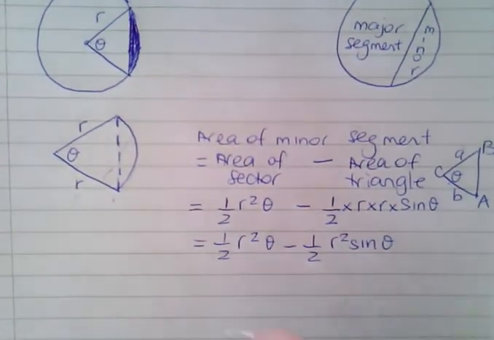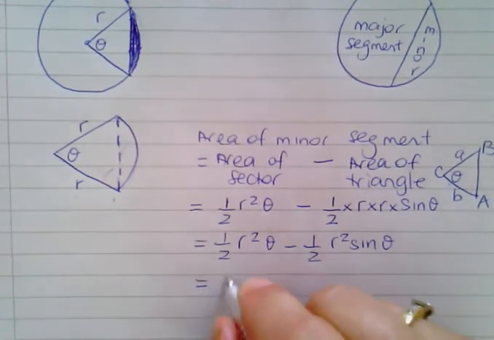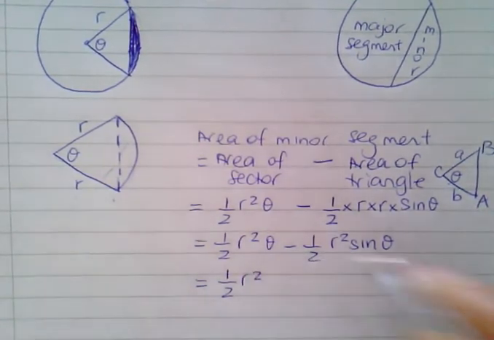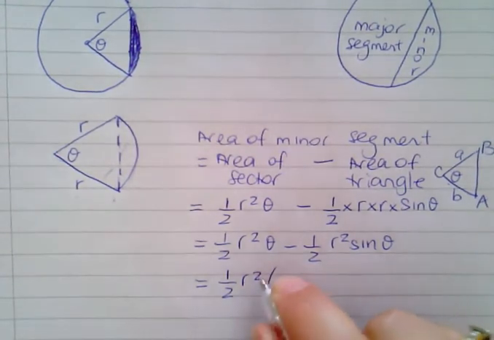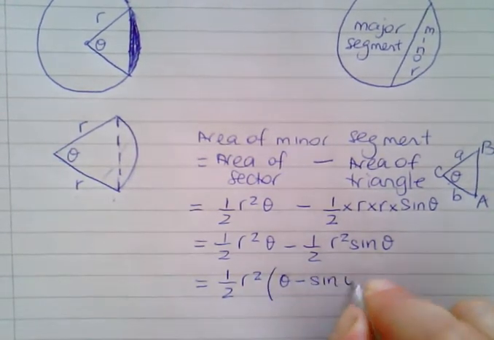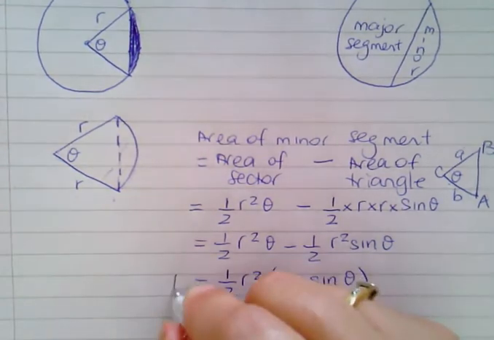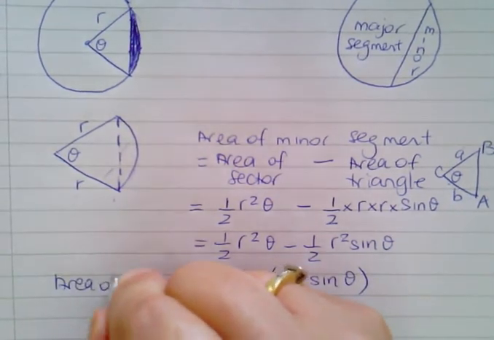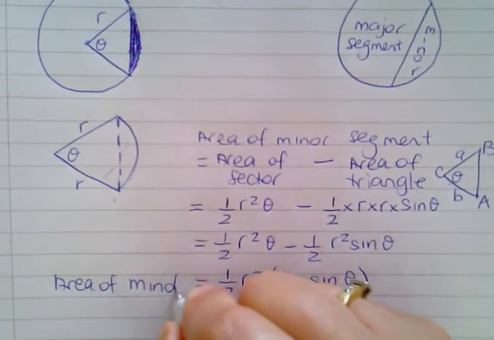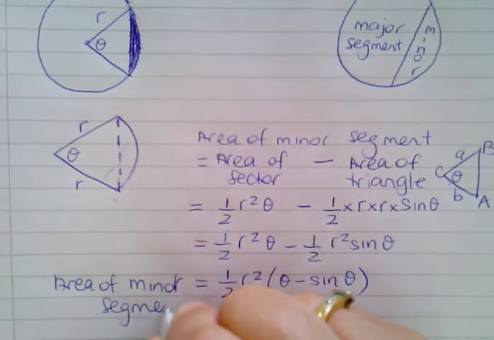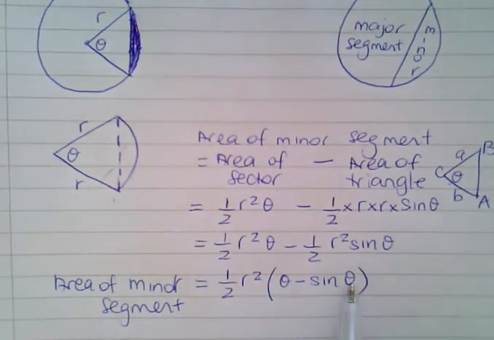Okay, so we can see that a half is a common factor and so is r squared. So therefore, the formula for the area of a minor segment is a half r squared times theta minus sine theta. Now, when you use this formula, so this is the area of a minor segment, theta must be in radians. You don't go and put 30 degrees here for your theta.